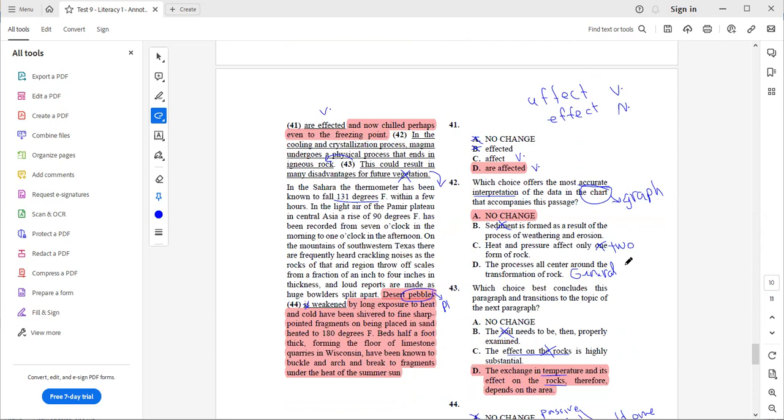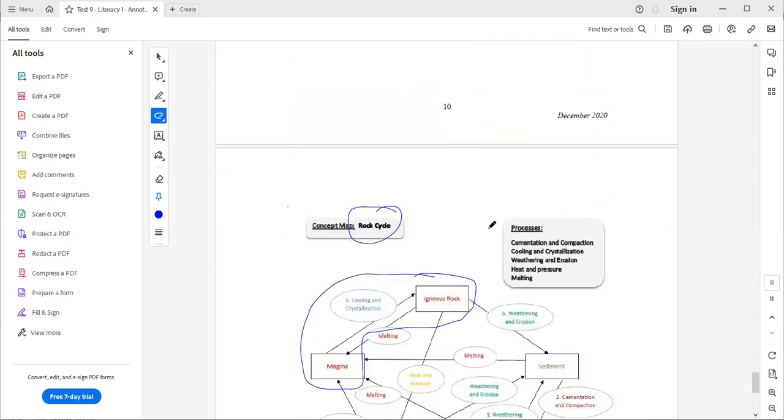Yes. Which choice offers the most accurate interpretation of the data in the chart that accompanies this passage? Okay. In ACT, we don't have graphs actually. In SAT, even if the question is about a graph, it will not come in the writing section, except in EST, where sometimes we have a question for a graph.